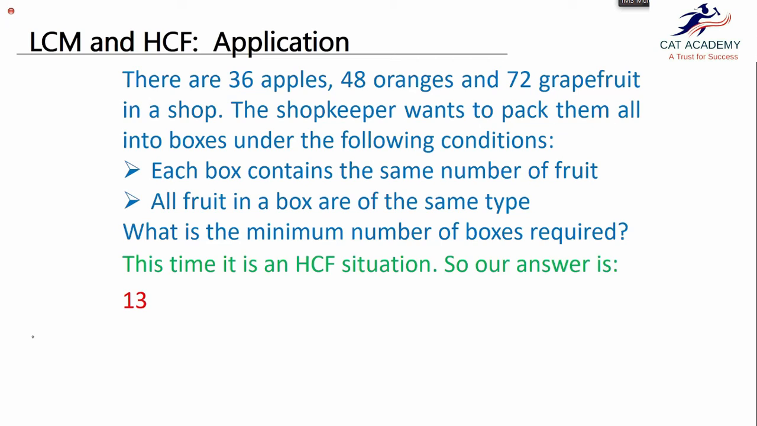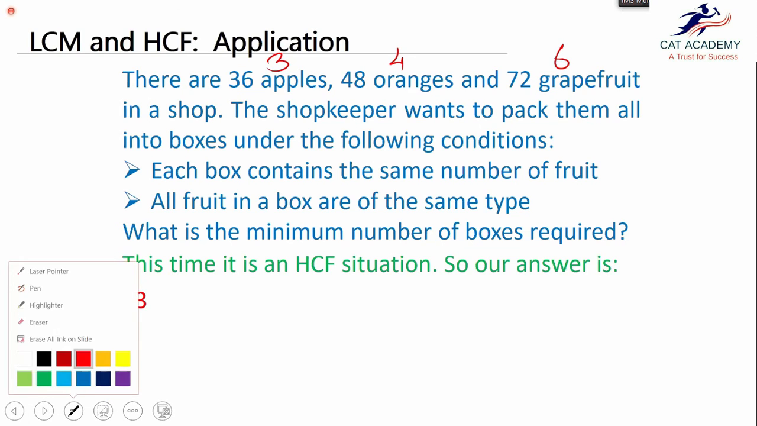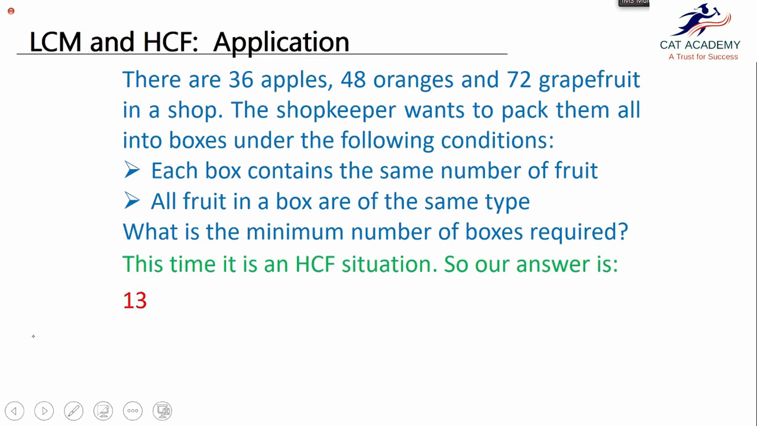Vishnu, we found out that HCF is 12. To have minimum number of boxes, I need to put maximum number of fruits in a single box. More the number of fruits in a box, lesser will be my number of boxes. Agreed? So if I put 12 apples in a box, then 3 boxes for apples, 4 boxes for oranges, and 6 boxes for grapefruits. So thus I got a total of 13. 72 by 12, 48 by 12, and 36 by 12. Clear hai?